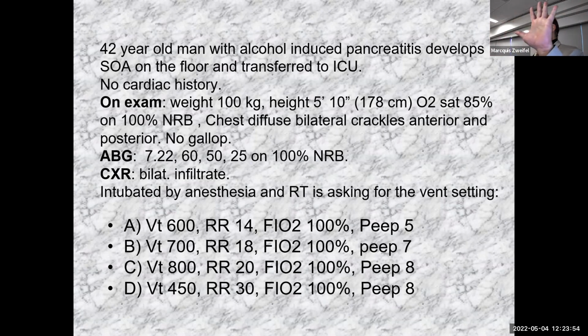What are the 5 things to say the patient has ARDS? We talked about them yesterday. Acute, within 7 days. Bilateral pulmonary infiltrates with chest X-ray showing that. Not cardiac. He doesn't have a gallop. He doesn't have any heart history.